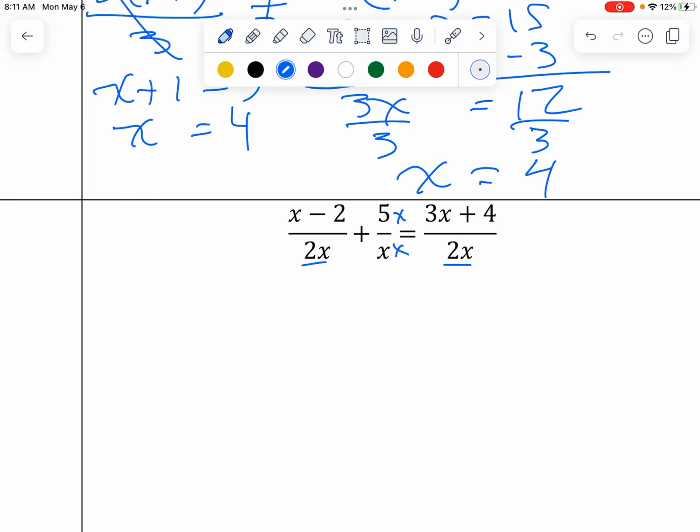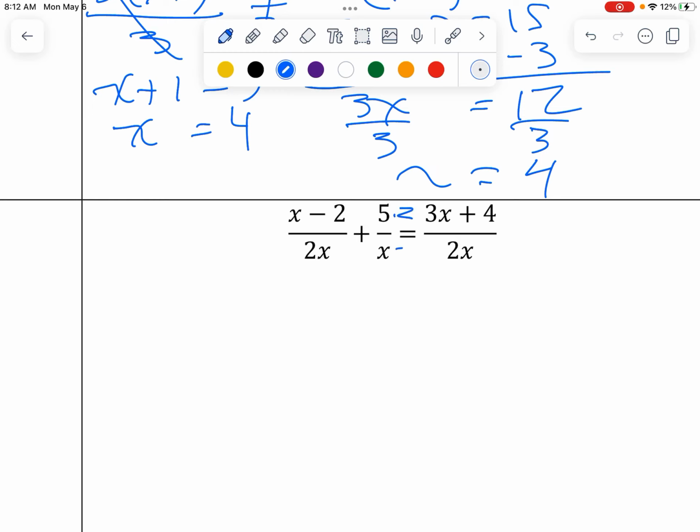So I'm going to just skip a little bit of a step here. So I end up with x minus 2 plus 5. Oops, sorry, made a little mistake here. I don't want an x there, I want a 2. So scratch that. Let's go back and erase this. Sorry, I just had a little brain cloud there.